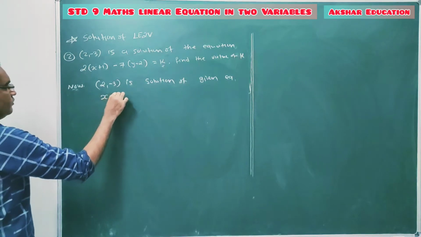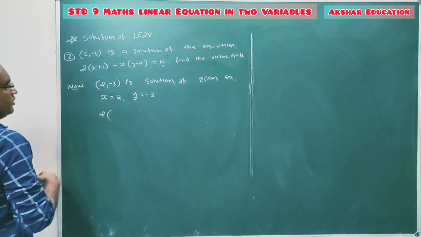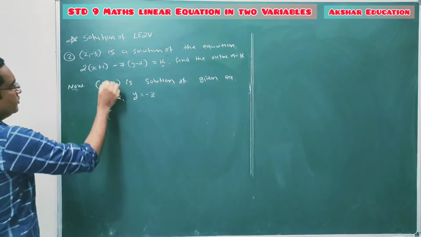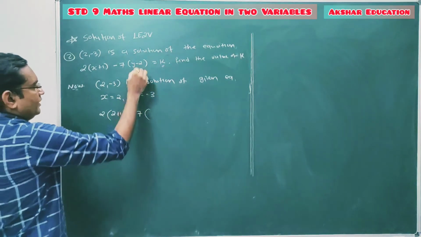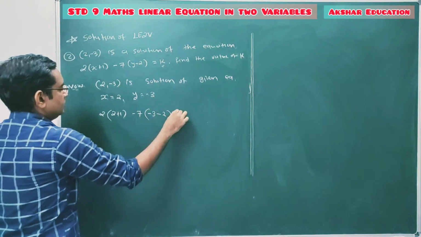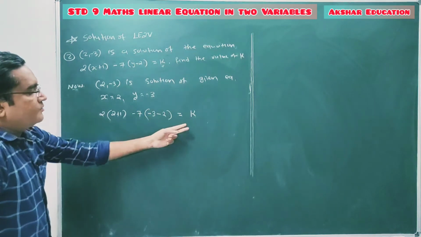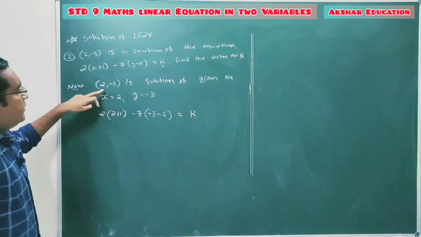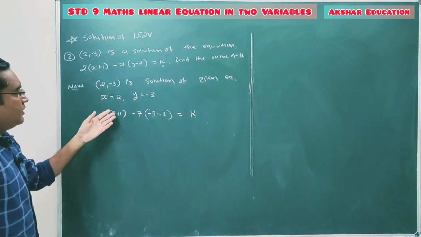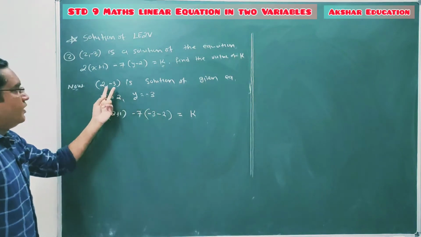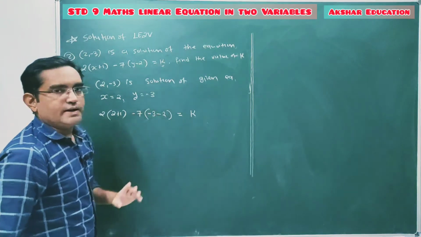So take x equal to 2 and y equal to minus 3. So it's 2 into (x, which is 2) plus 1, minus 7 into (y, y is minus 3) minus 2, and that is equal to k. Here we have written left hand side is equal to right hand side. Why? Because it is already given that (2, minus 3) is the solution of this given equation. If it is solution, then it will satisfy our equation. So if these values of x and y satisfy our equation, which means left hand side of the equation is equal to right hand side.